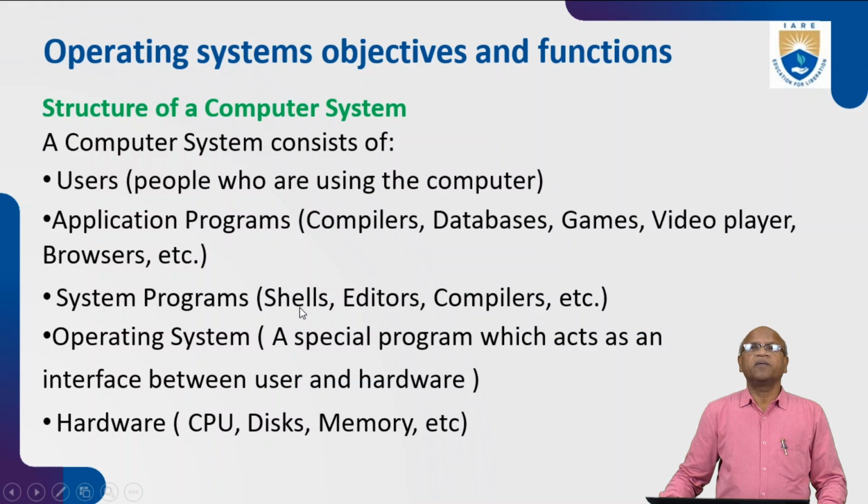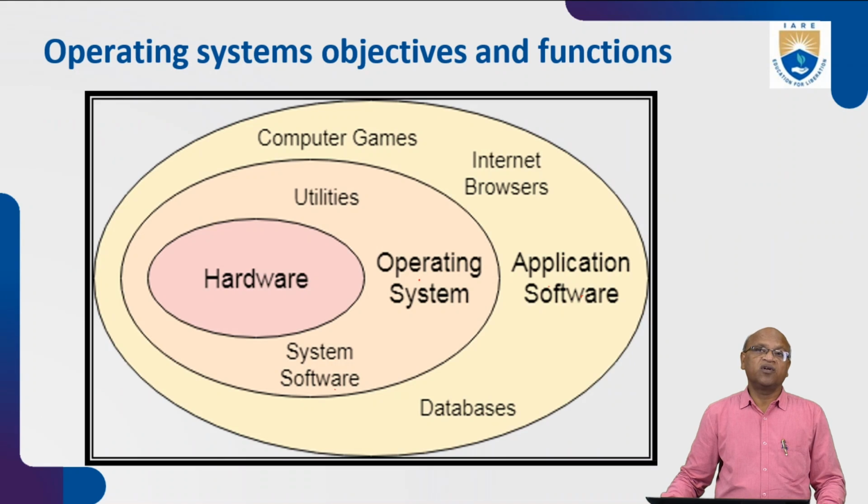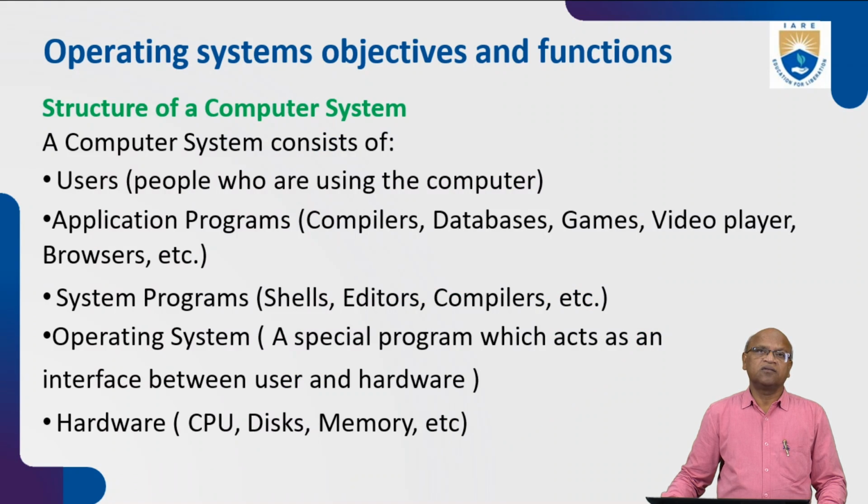So the operating system objectives and functions, if you look further: a computer system consists of users, that is people, and application programs. If you look at this diagram elaborately, the structure of a computer system is like this. The computer system consists of users, that is we, the people, and application programs. If you're executing any Java program or Python program, we require compiler software. That also we have to install in the system. And databases, games, video players, browsers are application programs, specific application programs.